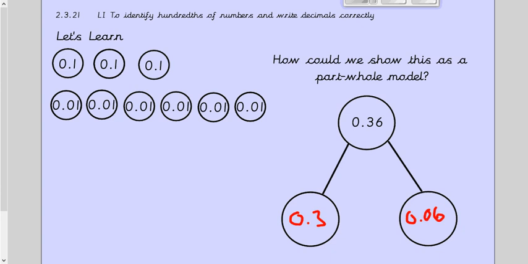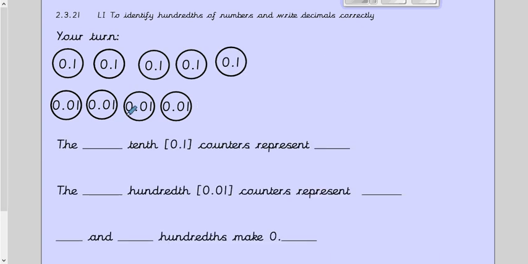It's now your turn to have a go. So what I want you to do is, you don't have to write this down, but just maybe say it to yourself, have a think, or say it to someone at home. Think about how many tenths there are and what that represents, how many hundredths are there and what that represents, and then what they are together and what decimal they make when you add them together. So pause the video and have a go at that for me.